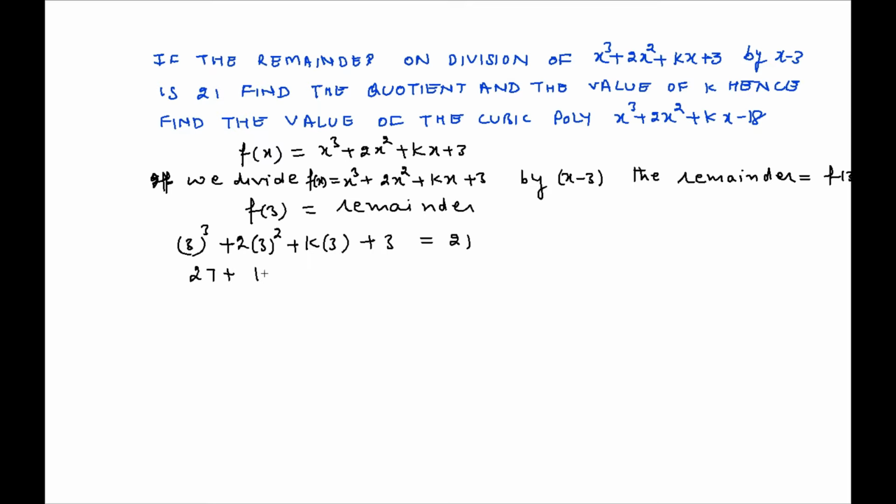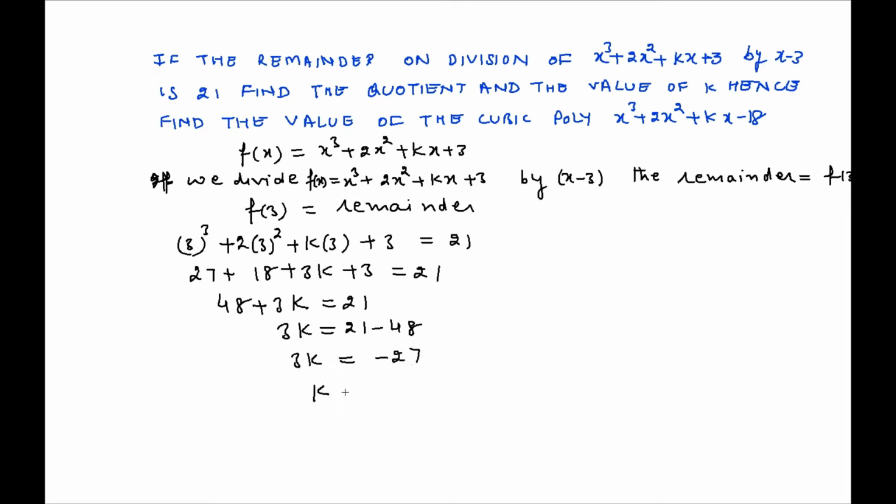27 plus 18 plus 3k plus 3 is equal to 21. 48 plus 3k is equal to 21. 3k is equal to 21 minus 48. So 3k is equal to minus 27. k is equal to minus 27 by 3. So the value of k is equal to minus 9.